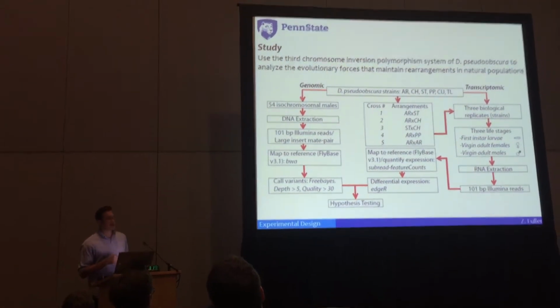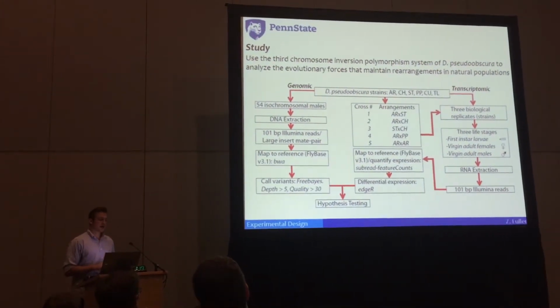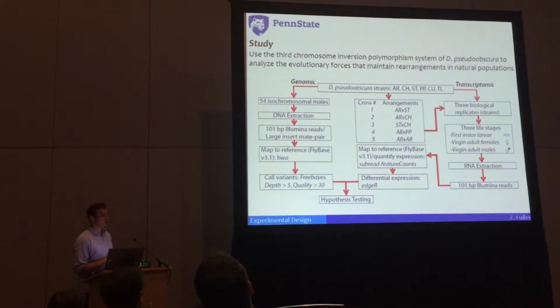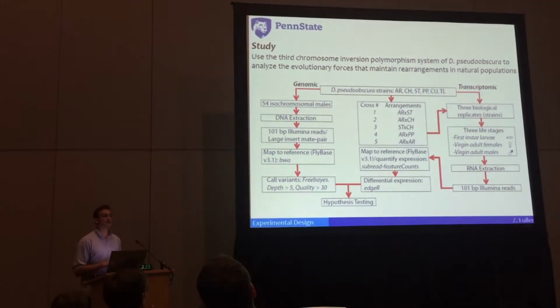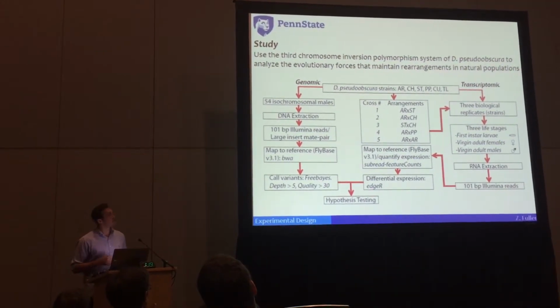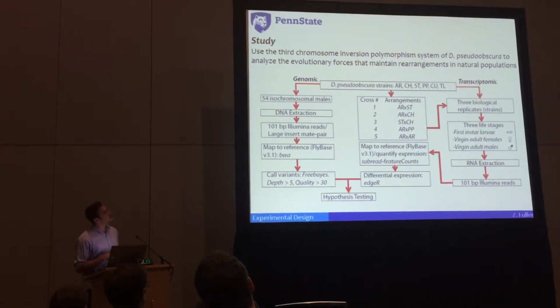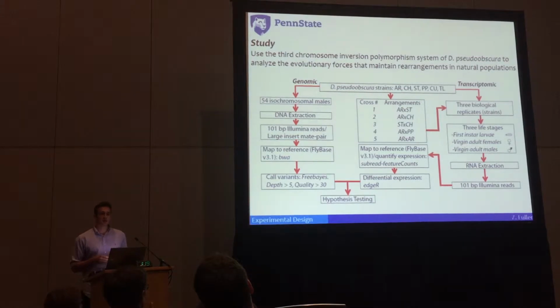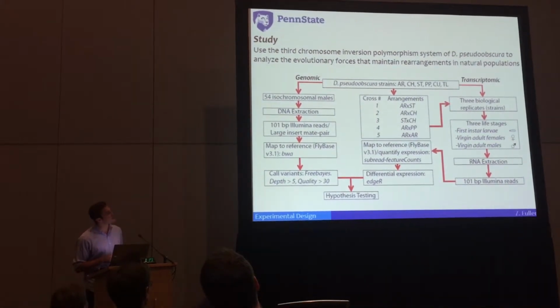So in our work, we're taking an integrated approach by looking at both the genome and transcriptome of the third chromosome arrangement system in Drosophila pseudoobscura, to test these different hypotheses and hopefully gain an insight into the evolutionary mechanisms that can establish inversions in natural populations. So we've sequenced the full genomes of 54 isochromosomal males that are representative of 6 different arrangement types.